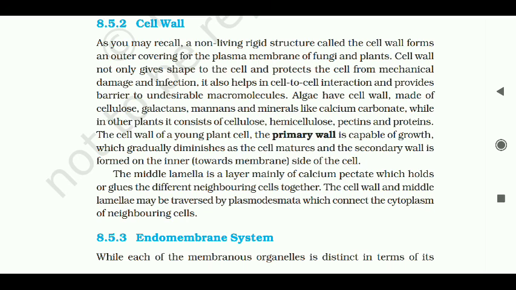The middle lamella is a layer mainly of calcium pectate which holds or glues the different neighboring cells together. The cell wall and middle lamella may be traversed by plasmodesmata which connect the cytoplasm of neighboring cells.